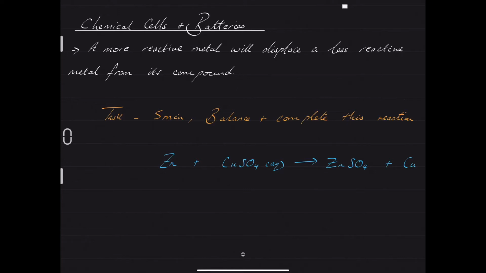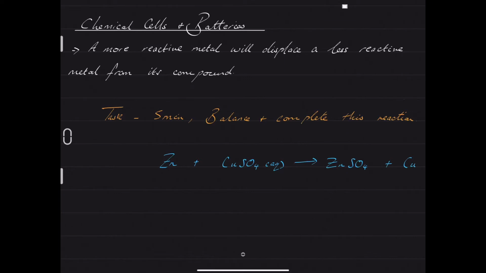You've got zinc plus copper sulfate, giving us zinc sulfate and copper. Now the chemical equation is not complete. I would like you to balance this equation and also see if there are any additions that need to be made to the reactants or products to make it a complete equation. So balance and complete this equation. And you do not need to upload this on Teams. Can you just put it in your notes? So just pause the video here and complete this equation.